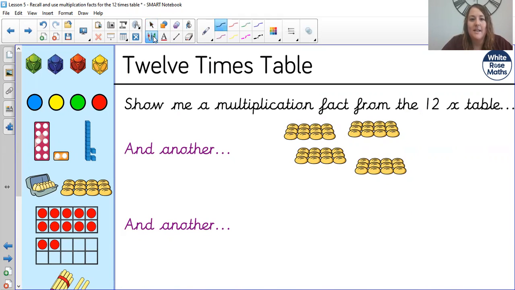What I can then do at the side is write that I am representing 4 times 12, and I can swap those around, 12 times 4. And if you can challenge yourself to work out the answer as well, so I know that this one is 48, and that one would therefore also be 48. You can then show me the division fact as well if you do want to challenge yourself. So I would show 48 divided by 12 is 4, and 48 divided by 4 is 12.